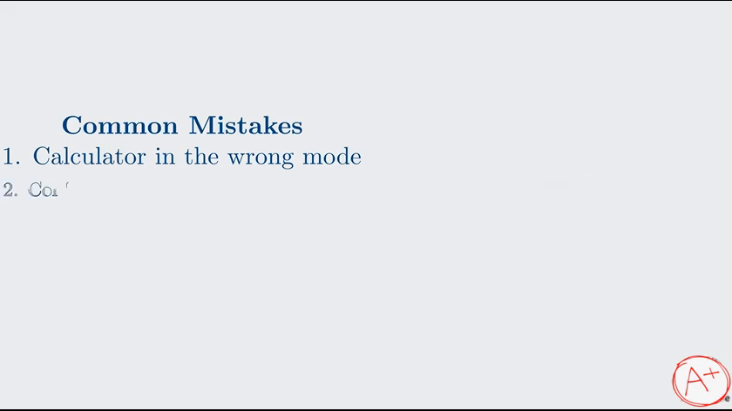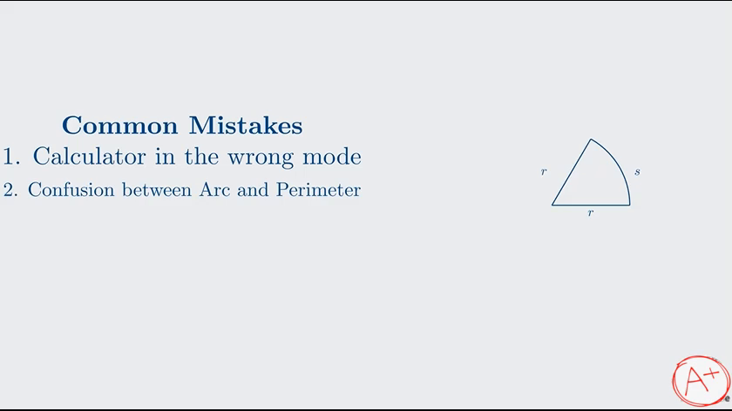Students often forget that the perimeter of a sector includes the 2 radii. If a question asks for the perimeter, you must calculate the arc length plus 2 times the radius. Using only the arc length is a guaranteed loss of marks.